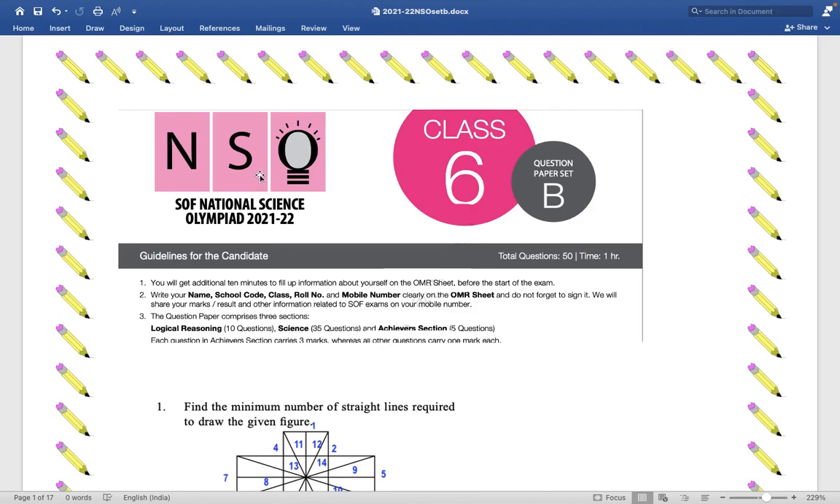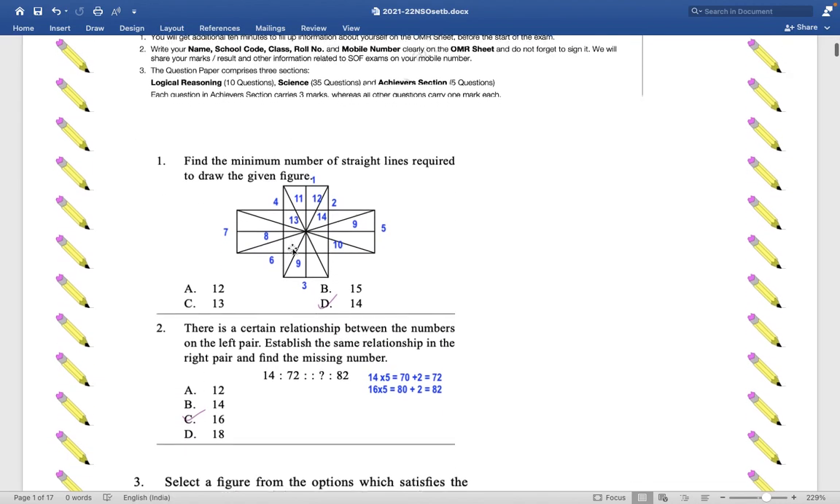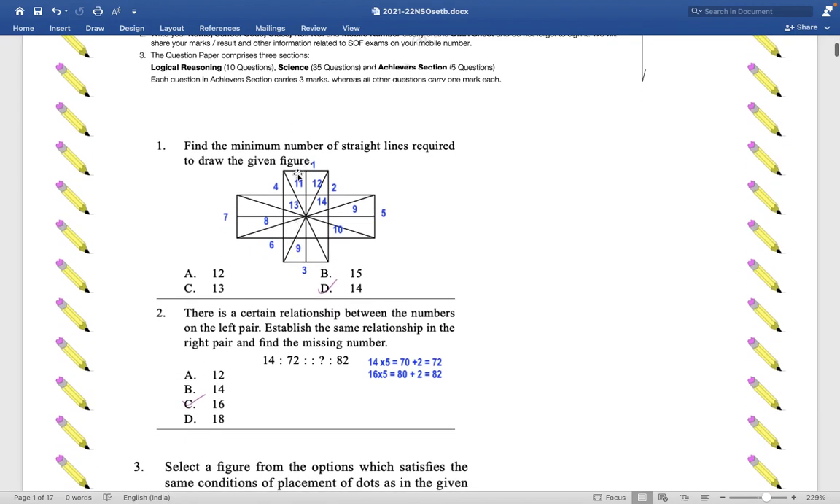Today we'll be discussing the answers of question paper set B, class 6, 2021 to 2022. Here in the first question, the minimum number of straight lines required to draw the given figure is 14. So D is the answer.